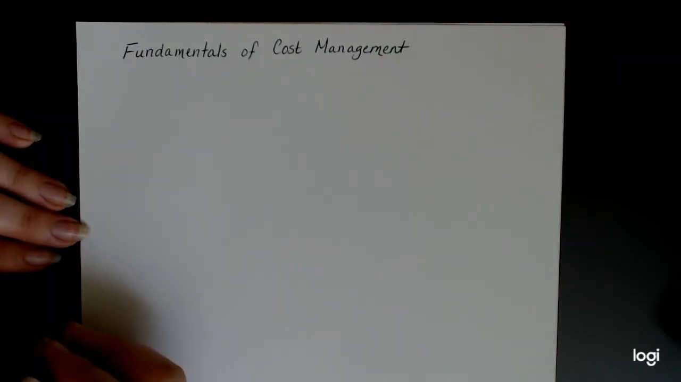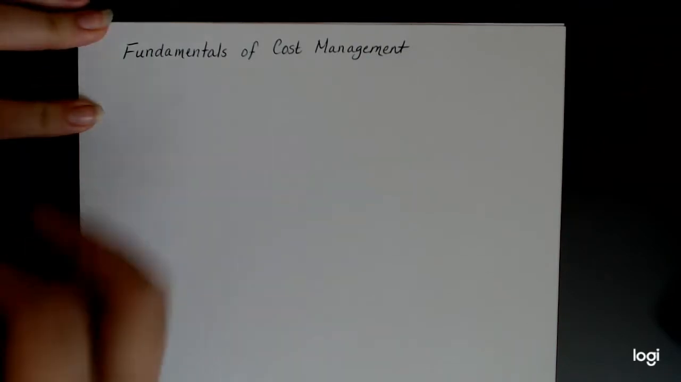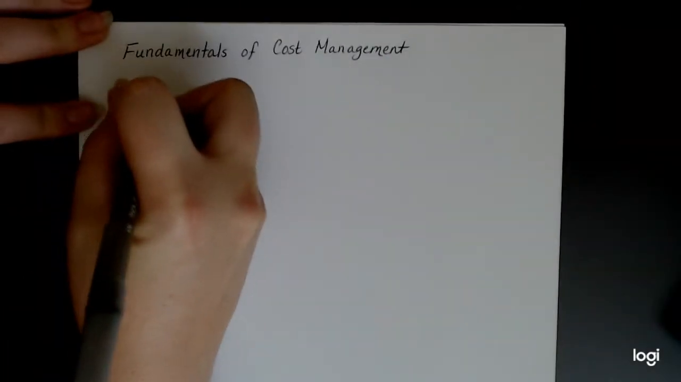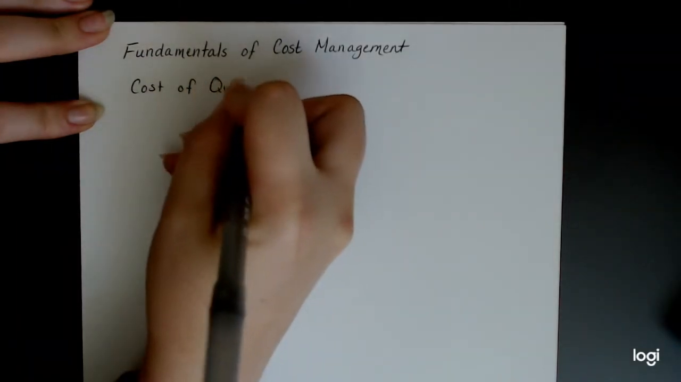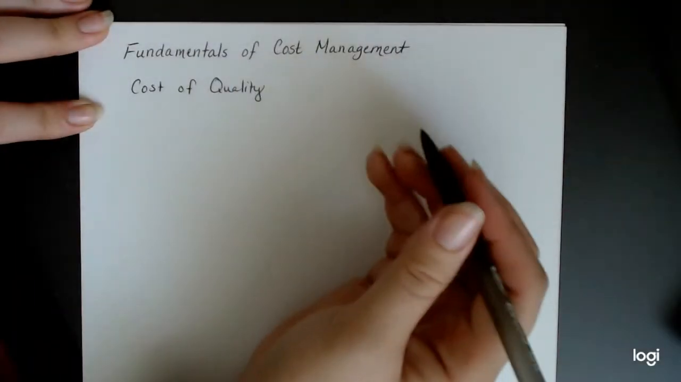Last week there were a few areas in the fundamentals of cost management that I wanted you to spend a little bit of extra time focusing on as you were dissecting the chapter. One of those areas was the cost of quality areas that were reviewed in Chapter 10.